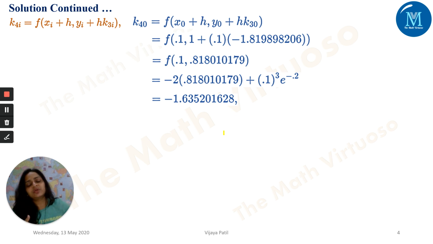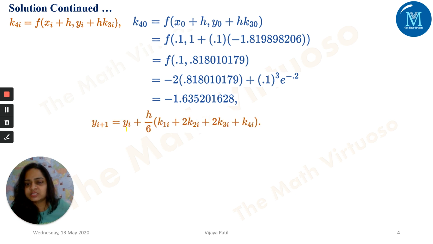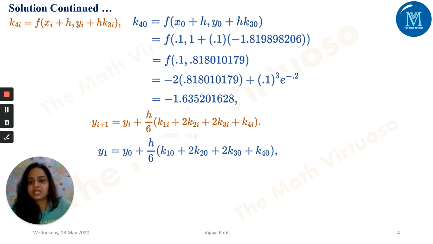1.635201628. My suggestion for you all is to understand the procedure out of this, and pause the video in between and calculate with the calculator. You are solving this entire thing with me. So yi plus 1 is equal to yi plus the weighted combination, and we are just keeping the values. If you observe, I kept i equal to 0 in this case also.